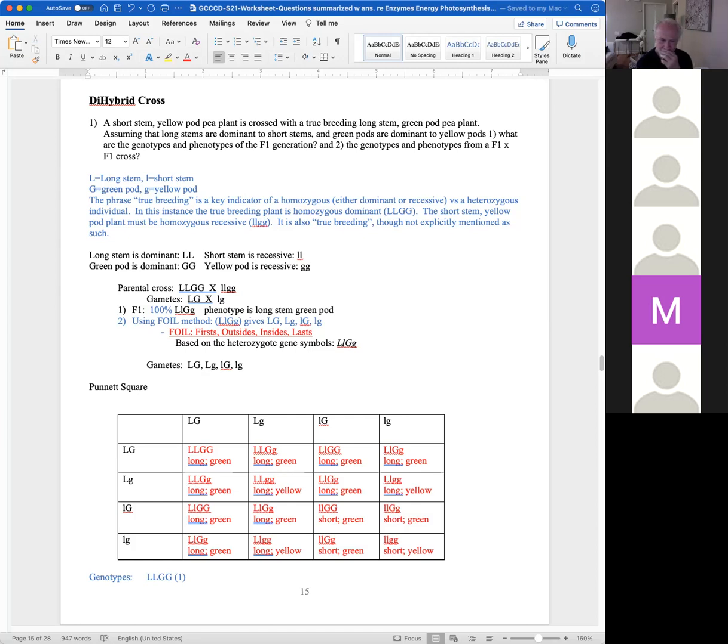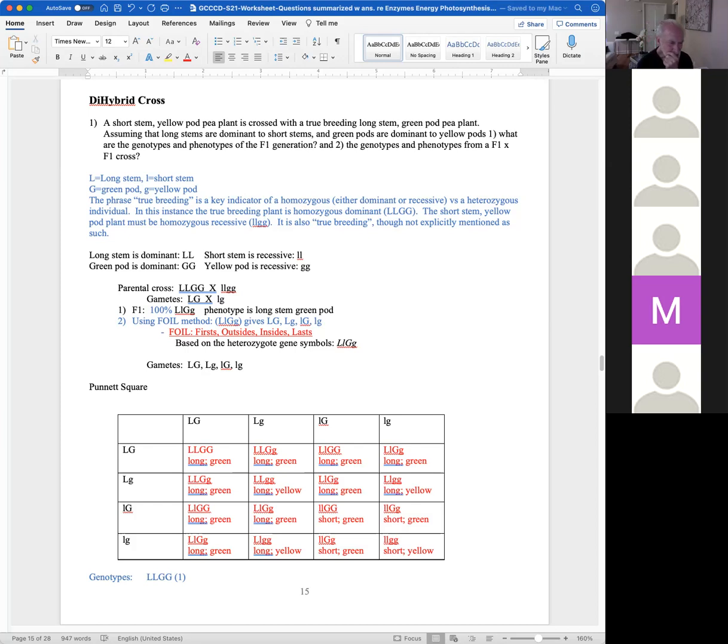Now we need to lay out our Punnett square. We know that both parents can produce 4 potential gametes. So I have 4 options for one parent, 4 options for another parent. I have to multiply those together. 4 times 4 is 16. So that means I'm going to have to do the big 16 box Punnett square.